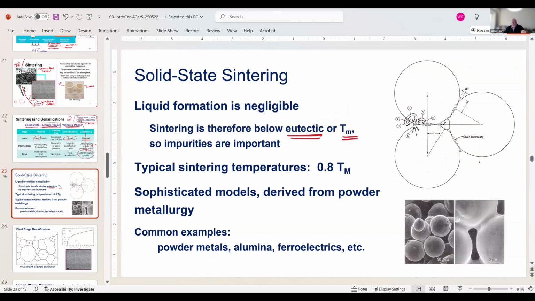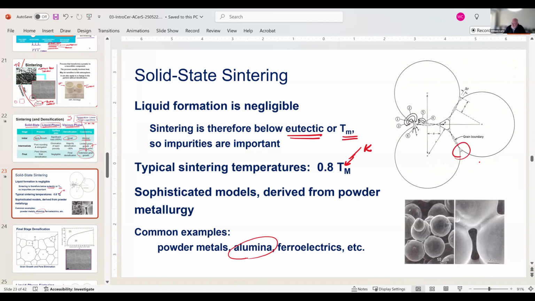But if I bring in impurities, I can facilitate melting at much lower temperature. In the ideal condition, the sintering temperature is 80% of the melting point. This is on a Kelvin scale, okay? Meaning that it's not degrees C, where 273 Kelvin is 0 degrees C. So my melting point for the material is based on Kelvin. These are sophisticated models. They come from powder metallurgy, and it's common to see that for powder metals. They argue for alumina, but our data suggests it's liquid phase sintered. Ferroelectrics, zirconia are all solid state sintered, no liquid phase forms.